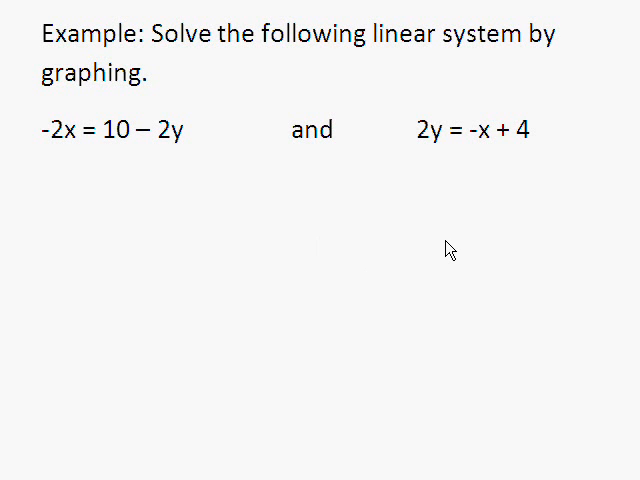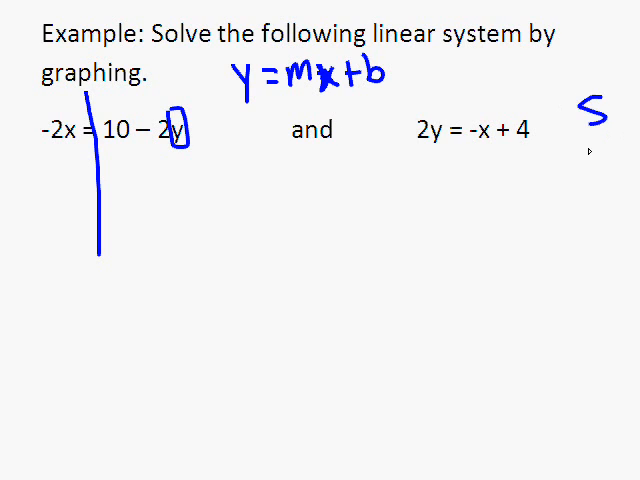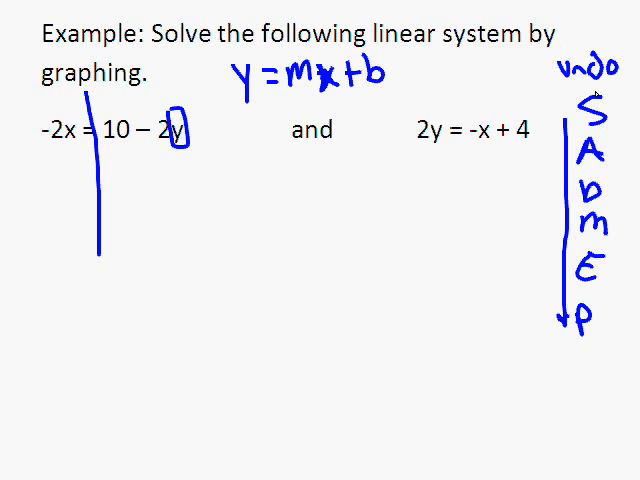So we're going to go ahead and solve a linear system by graphing, and the way I'm going to do that again is by getting both equations in slope-intercept form first. So I'm going to get both equations to be y equals mx plus b. Let's look at the first equation. To get y by itself, I'm going to box the y, and I need to get rid of everything but the box. Remember, the way we solve equations is by going in SADMEP order, or in reverse PEMDAS. And we're undoing operations, again, in SADMEP order.